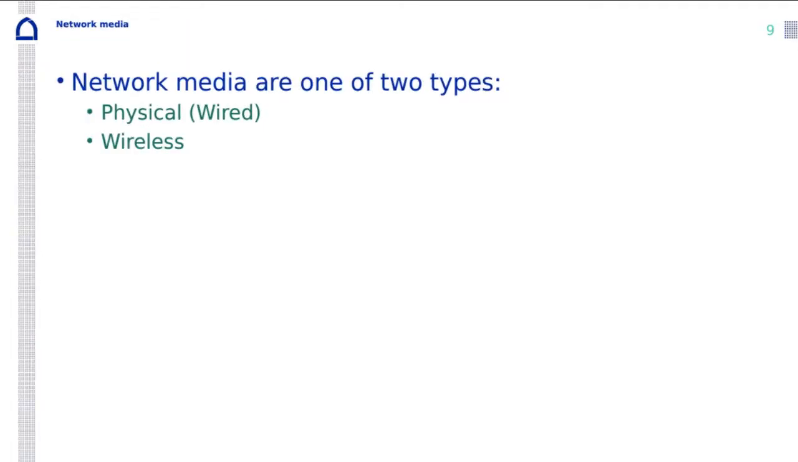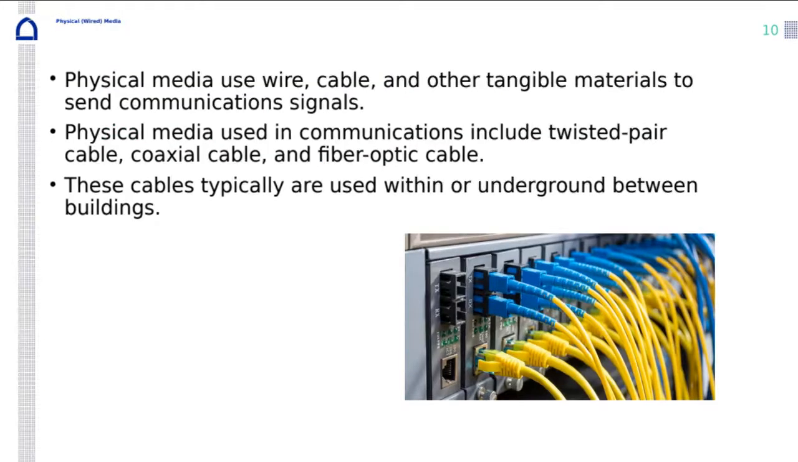Network media are one of two types. We have physical, which is wired, and we have wireless. Physical media use wire, cable, and other tangible materials to send communication signals. Physical media used in communication include twisted pair, coax cable, and fiber optic cable. They can be used underground or between buildings.